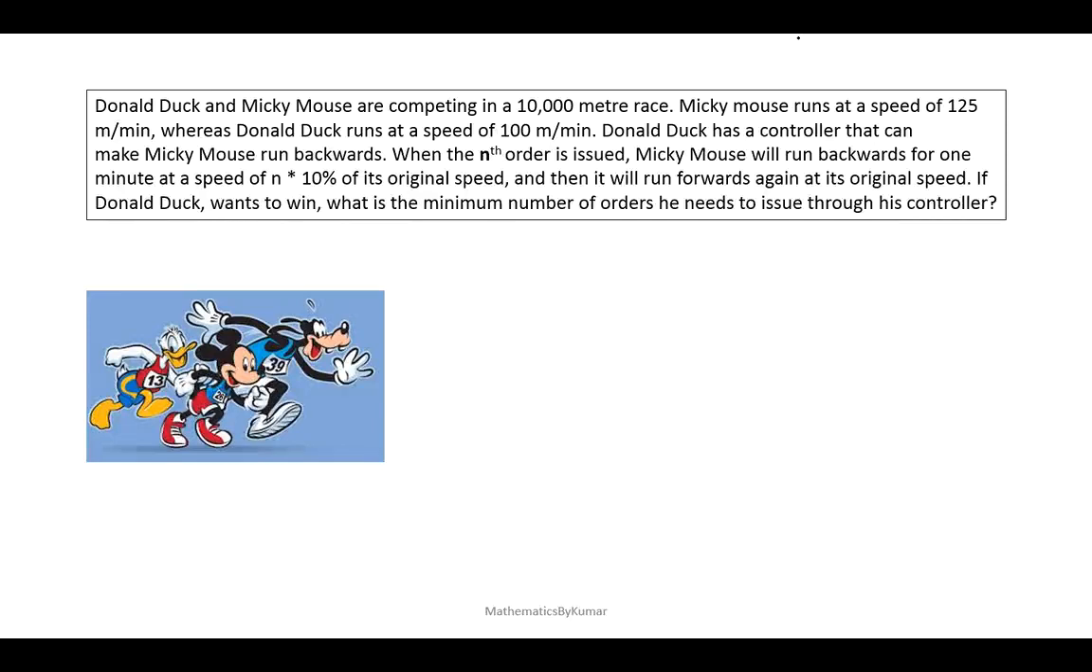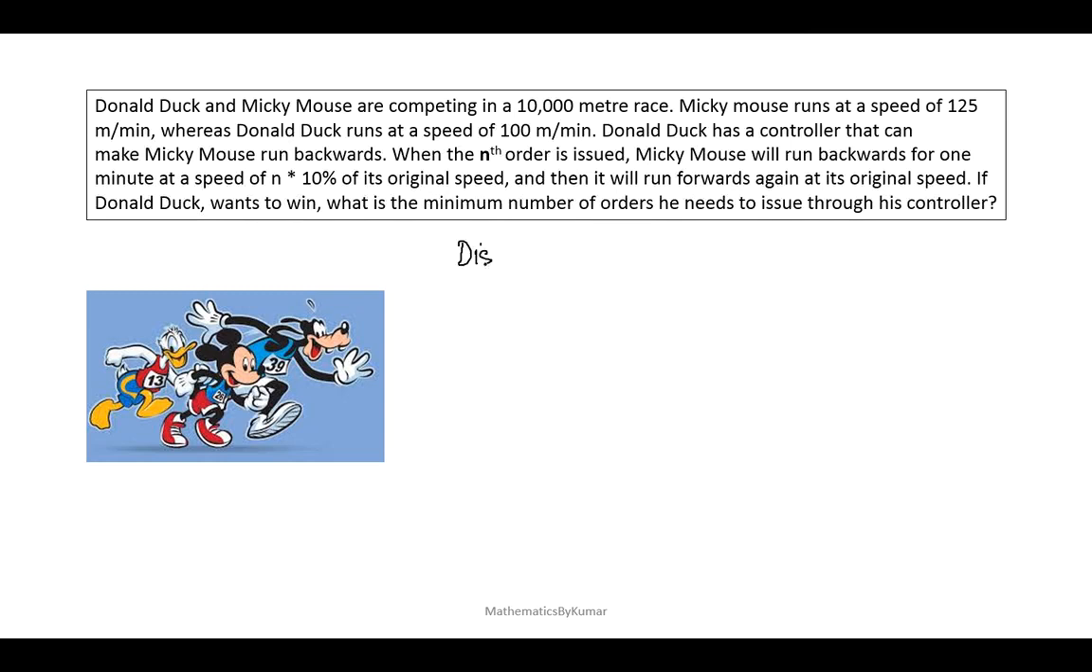In the last video, I discussed a question with you, which basically works on how to use the sum of first n terms. So this is the question. We had Donald Duck and Mickey Mouse competing in a 10,000 meter race. Mickey Mouse runs at a speed of 125 meters per minute. So let's write down the important points as we go along with the question.